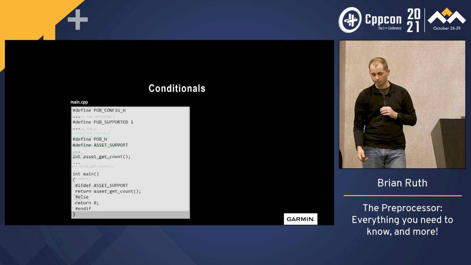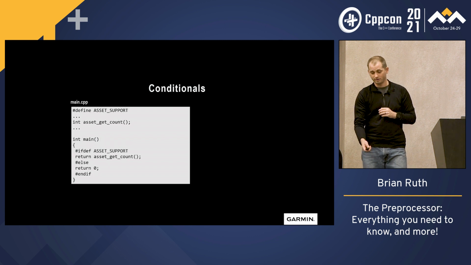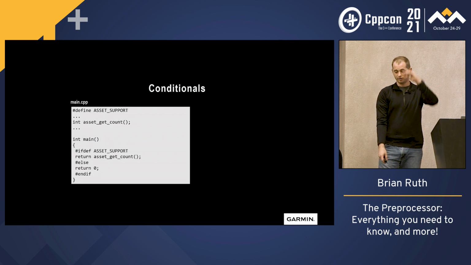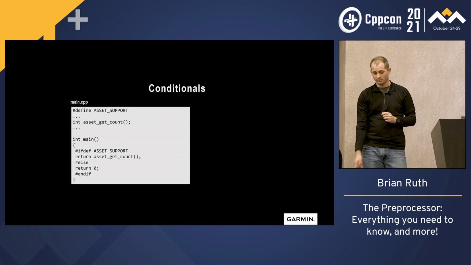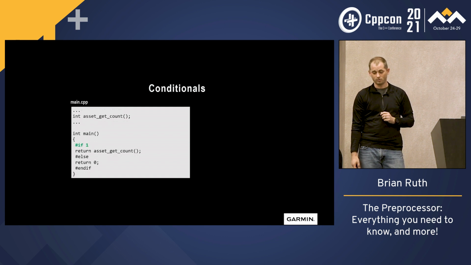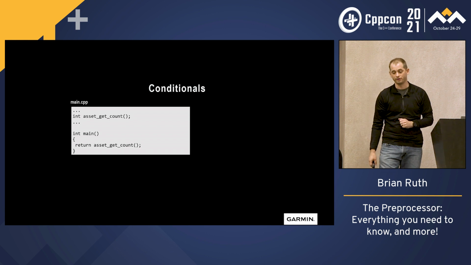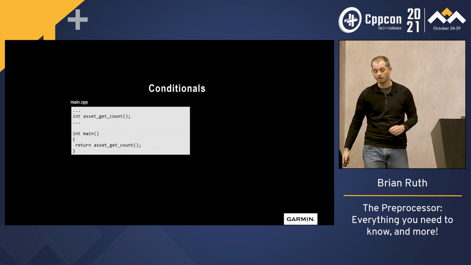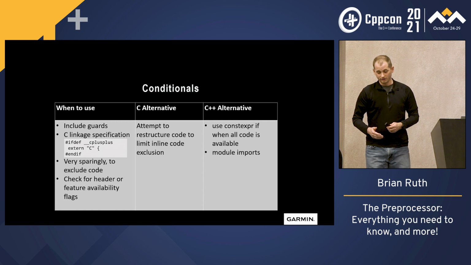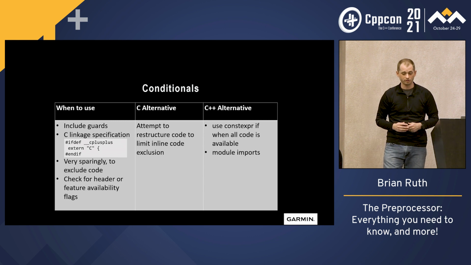Whoops, I want to go forwards, not backwards. So asset support is going to be defined. We can get rid of all the other stuff because we don't care about it anymore, and substitute that out. It's going to be 1. And this is, of all that code, the final code that actually gets passed on to our compiler.